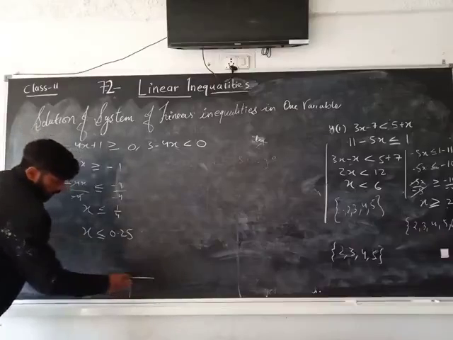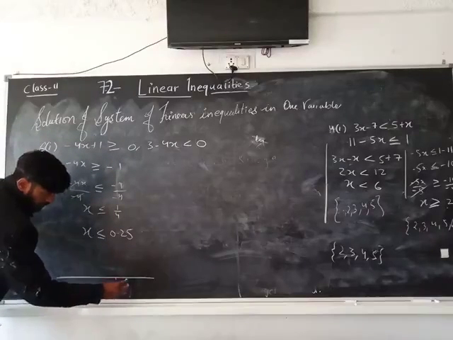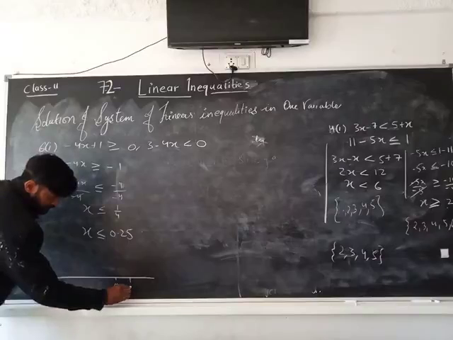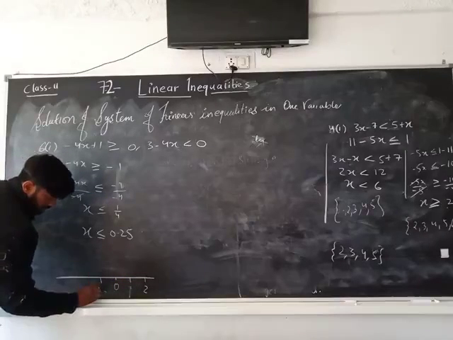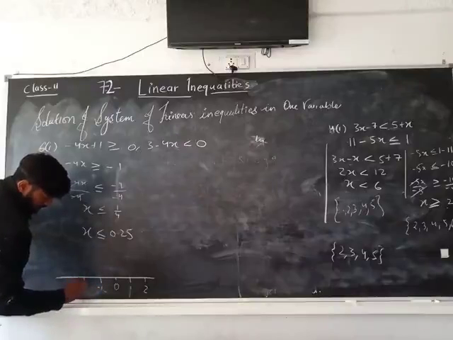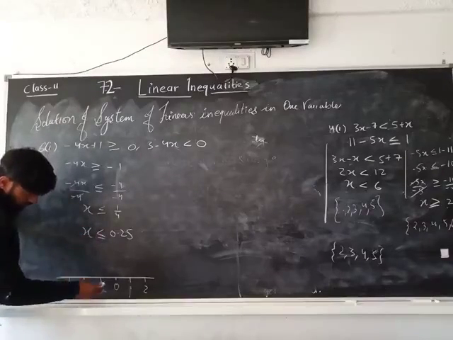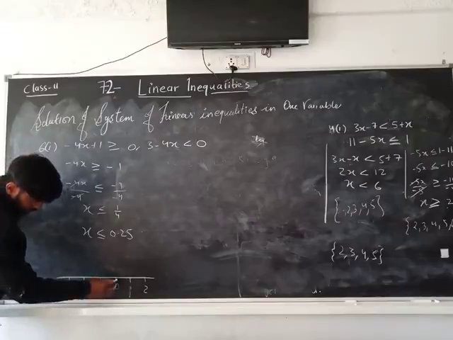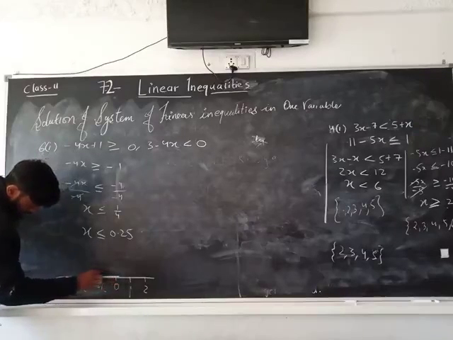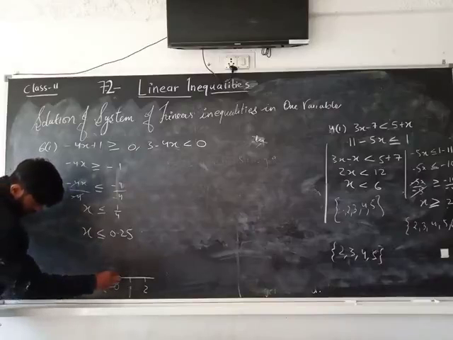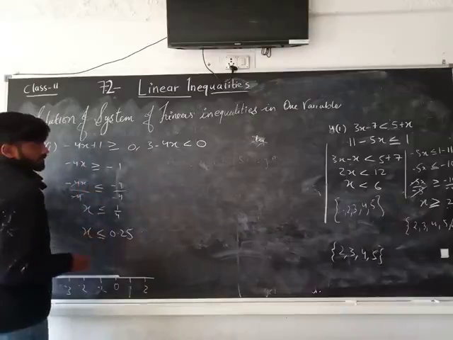So if I draw on a number line, this is 0, this is 1, this is 2, and minus 1, minus 2, minus 3. So the solution I am drawing, over here will come 0.25. So this whole dark line is the answer of the first one. Okay, now let's see the answer for this one.